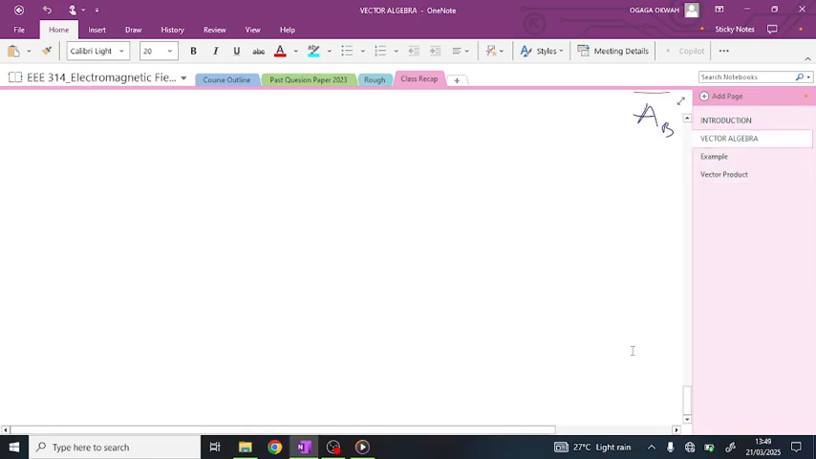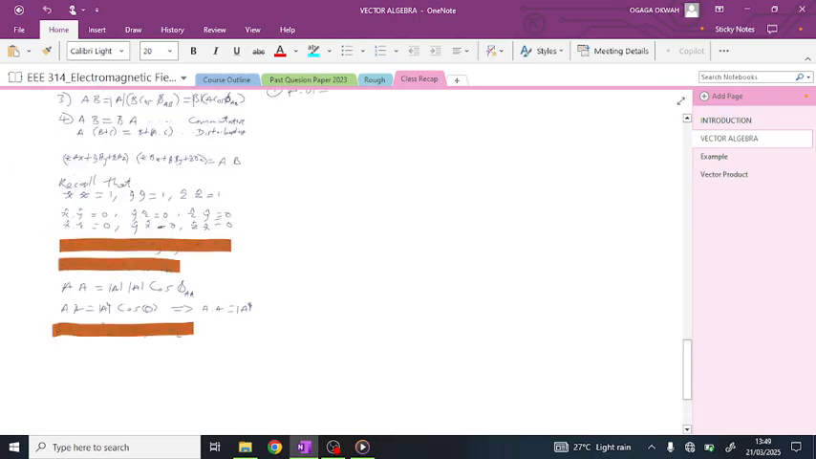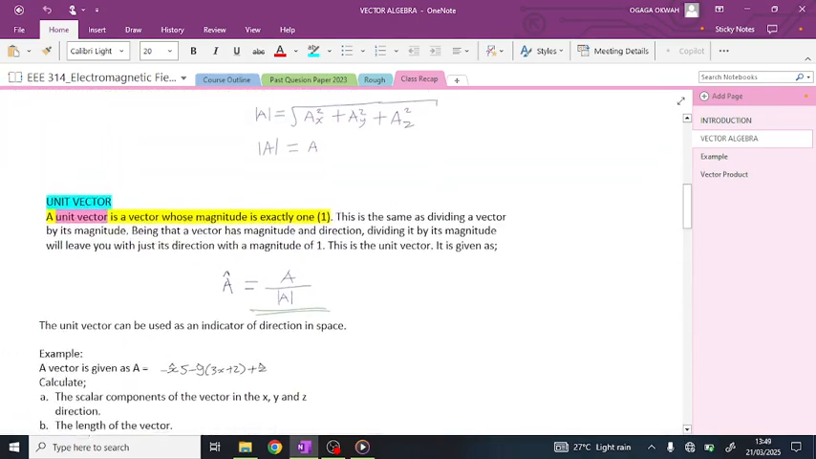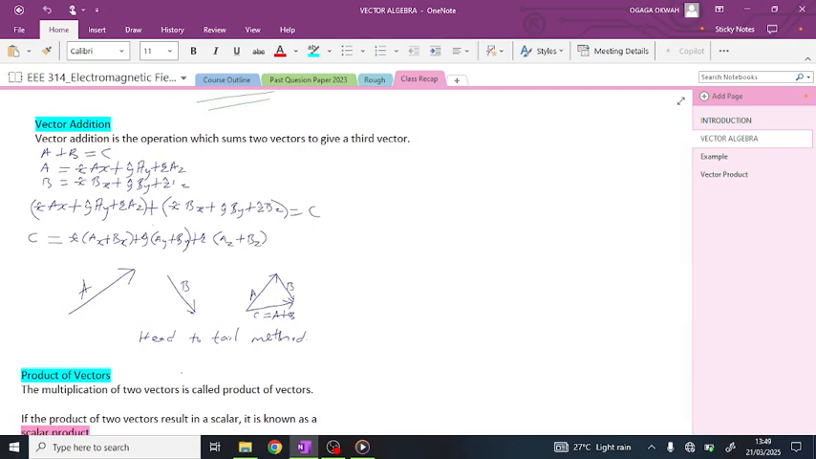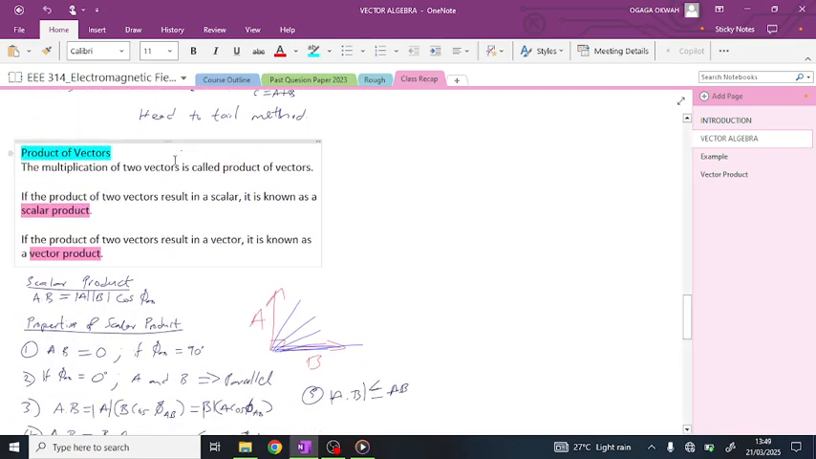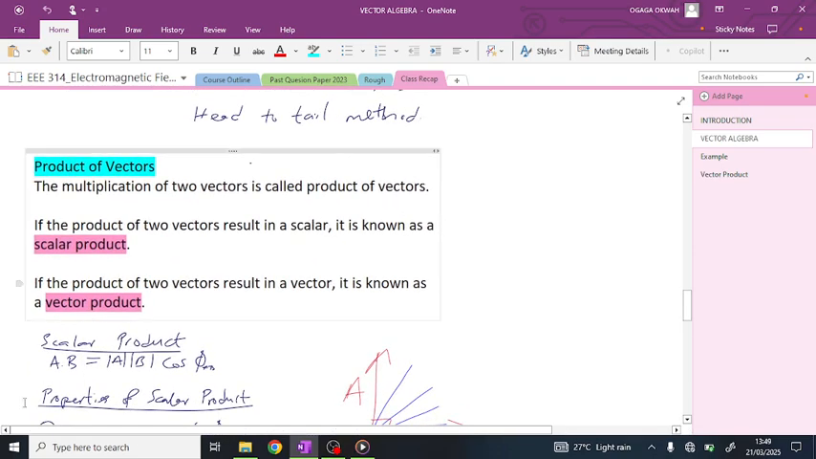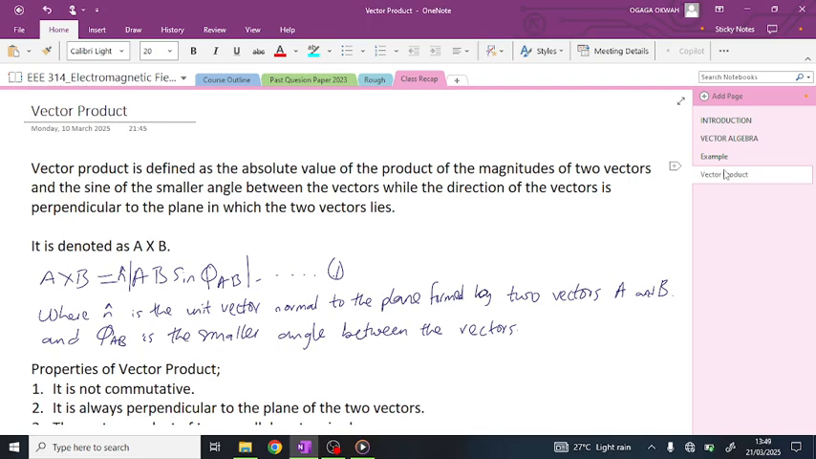Okay, now I think in previous videos we said something about when we try to define vector product and scalar product, that the main difference under product of vectors is that the product has multiplication. So if the product of two vectors results in a scalar, it's called a scalar product. Now, if it results in a vector, it's known as vector product. So vector product is what we are going to do today.